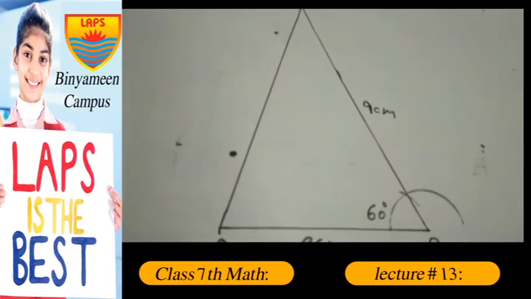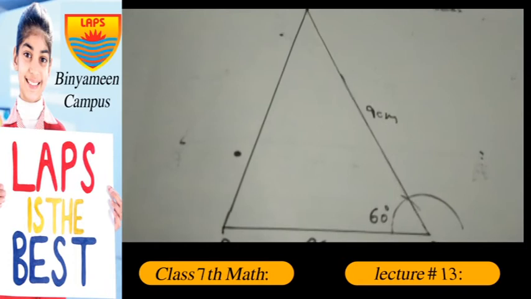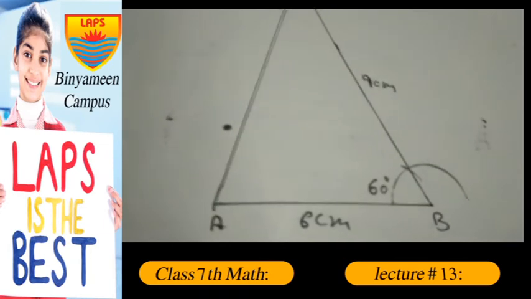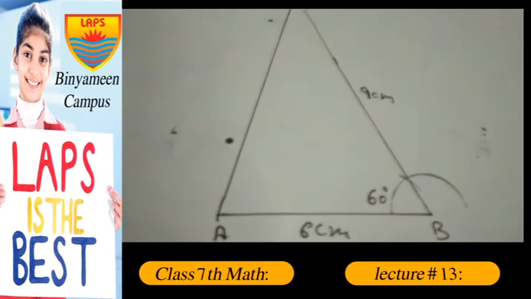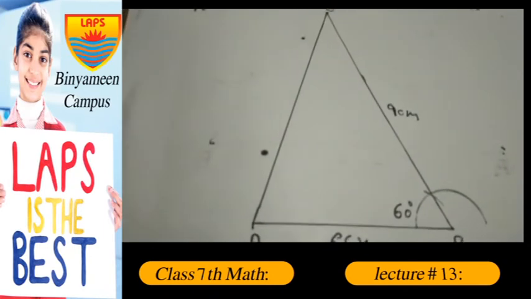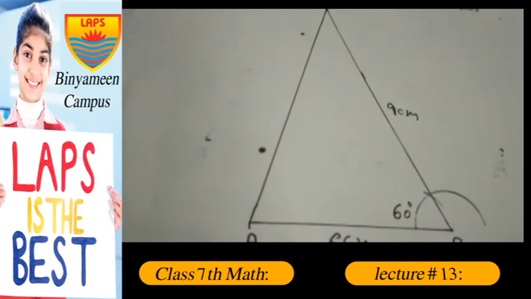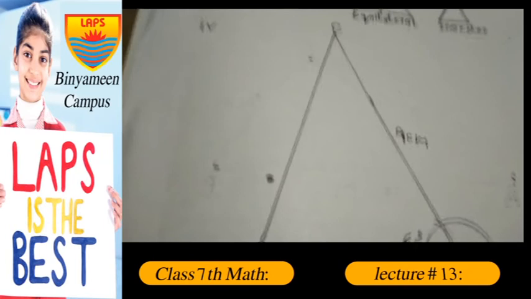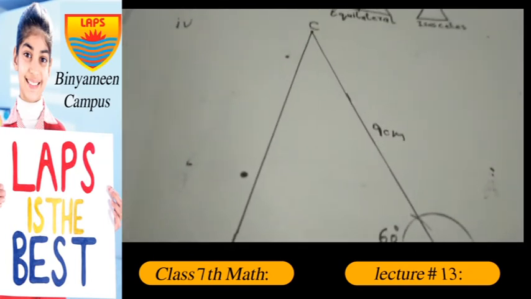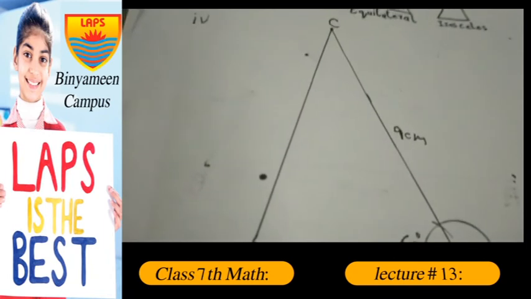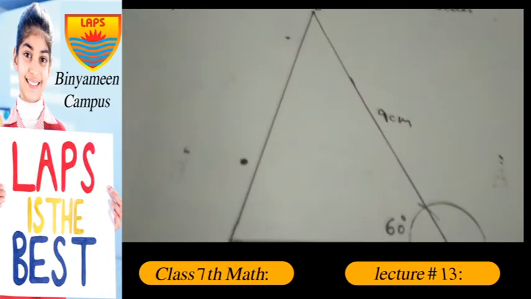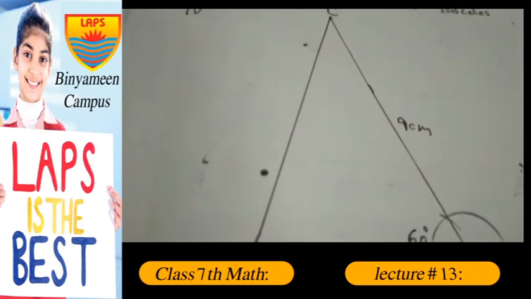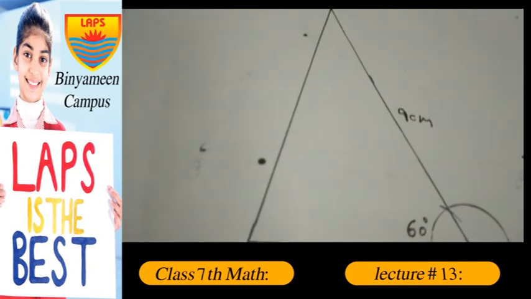Step 2, at point B, draw an angle B equal to 60 degree. You can draw it with the help of a compass. With B as a center. Step 3. With B as a center, draw another arc of radius 6 centimeter to cut the BC at point C. Okay. Then point 4, join C to AB, and so you have the triangle ABC as the required triangle.